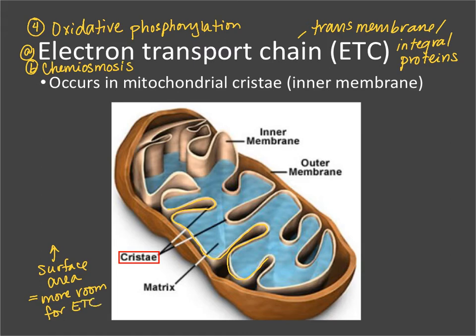And the more room we have for electron transport chains, the more ATP we can make at the same time. So it really helps to make ATP synthesis more efficient. And so these electron transport chains are proteins that are embedded in the inner membrane here. Each set of these represents an electron transport chain and an enzyme called ATP synthase that we'll talk about more when we talk about chemiosmosis.